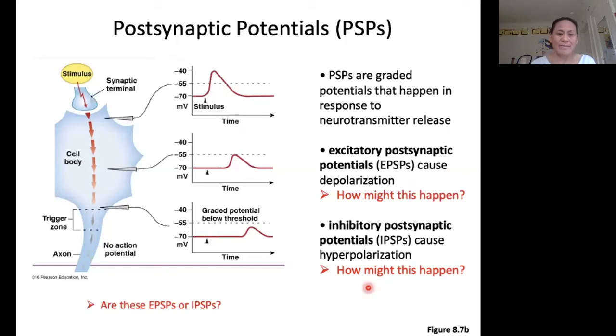All right, last quick question. Are these EPSPs or IPSPs? So think about that for a second. Okay, good. I assume that you answered that right. So these are EPSPs, excitatory postsynaptic potentials, because they caused depolarization, okay?